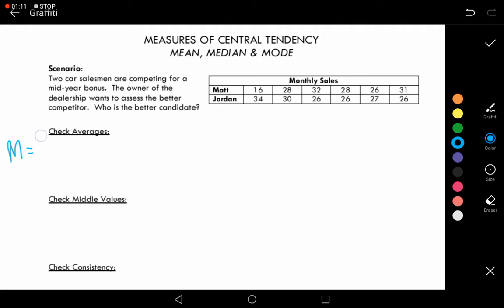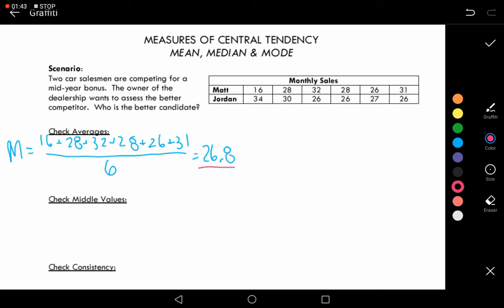We're going to add all his sales. So he has 16 plus 28 plus 32 plus 28 plus 26 plus 31. And we have 1, 2, 3, 4, 5, 6 numbers, so we have to divide by 6. If you were to take out your calculator and add all of those together and divide by 6, you would get 26.8. So on average, Matt sells 26.8 cars.